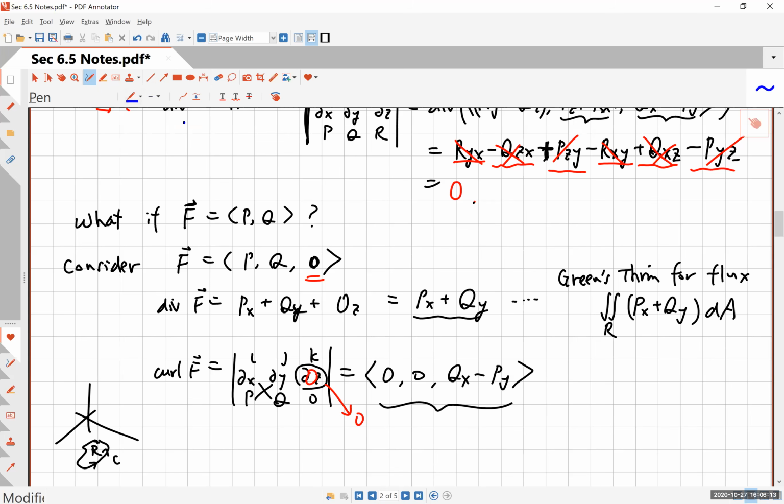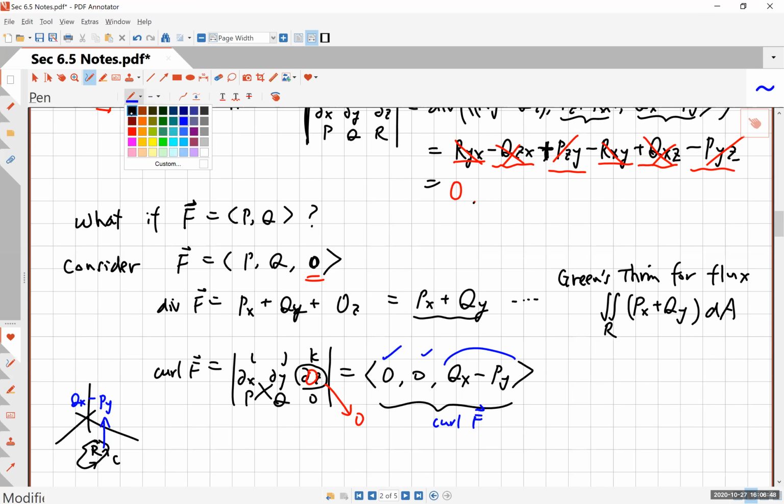If you visualize this vector, this is the curl of F in case F is two-dimensional. It'll be standing up because the first two components are zero, and the only non-trivial component is the third one, which means this goes in the direction of the z-axis. So this is Qx minus Py. The curl of F turns out to be just a vertical vector, but typically we just write this as 0, 0, and then Qx minus Py.